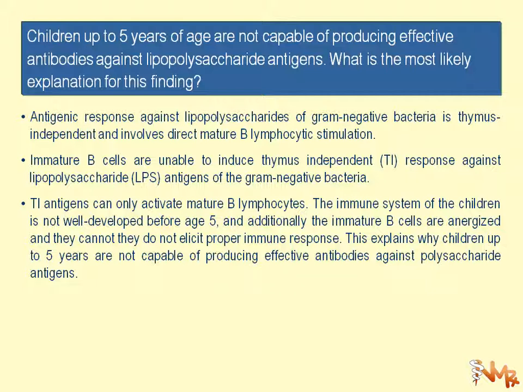The immune system of the children is not well developed before age 5, and additionally, the immature B cells are anergized and they cannot elicit proper immune response. This explains why children up to 5 years are not capable of producing effective antibodies against polysaccharide antigens.